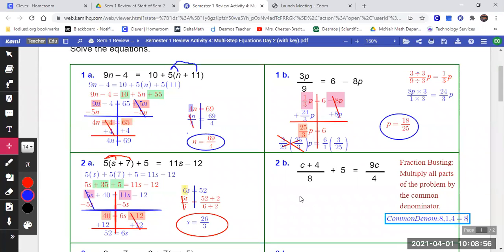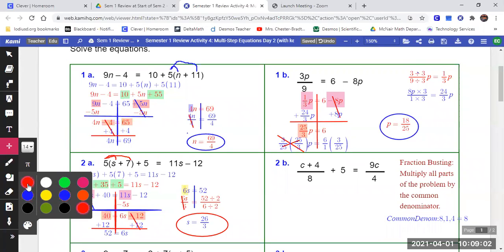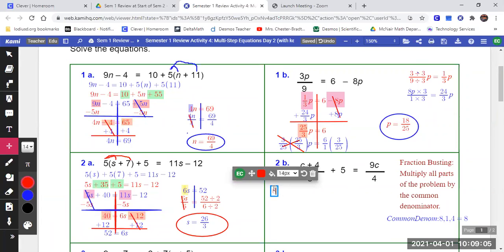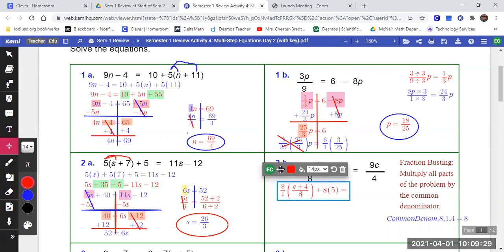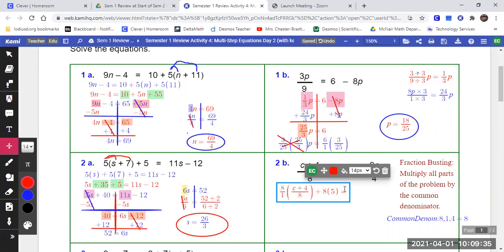So I'm going to take every single piece and multiply it times 8. I'm going to take 8 over 1, because it's a fraction that I'm multiplying by, times the c plus 4 over 8. And 8 times the 5. Every piece of the problem has to multiply times that 8. I had to do this one as an 8 over 1 because it was multiplying times a fraction.